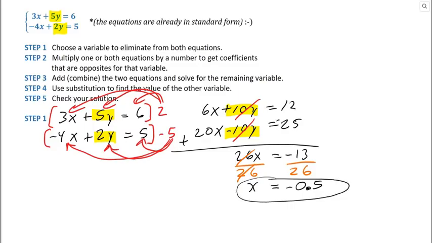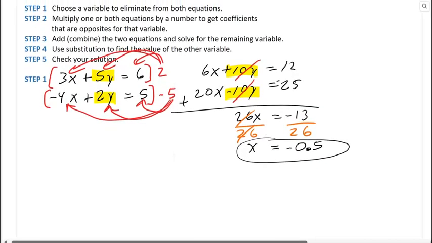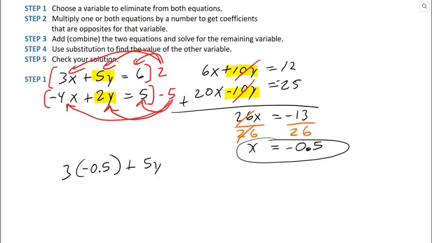Now that I know what x is, I can go to step 4 and use substitution. And I'm going to substitute that x back into one of the other equations. So, here we go. 3 times negative 0.5 plus 5y equals 6. Okay, now 3 times negative 0.5 is negative 1.5 plus 5y equals 6.